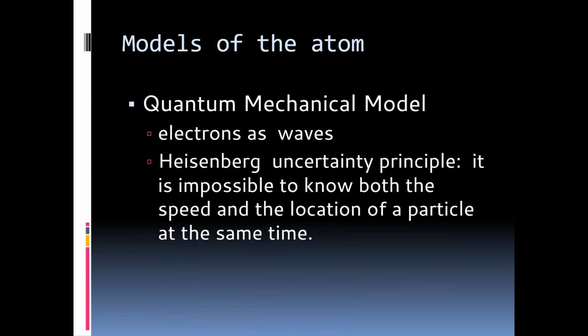There's also the quantum mechanical model, which describes electrons as waves, which we'll talk about off and on throughout this class. And it also contains the Heisenberg uncertainty principle, which basically says it's impossible to know both the speed and the location of a particle at the same time. So you could either know how fast that particle is traveling, or you could know where it is, but you cannot know both at the same time.